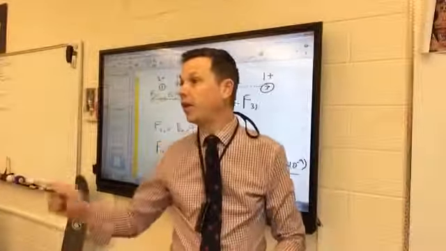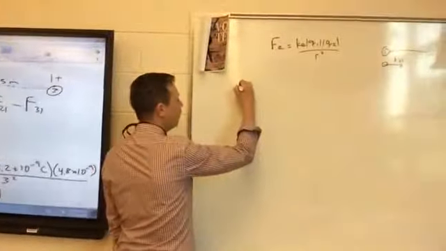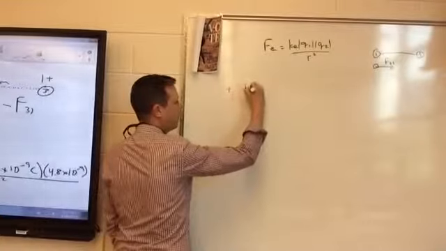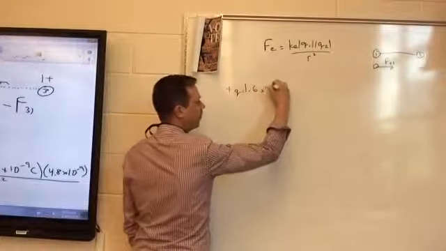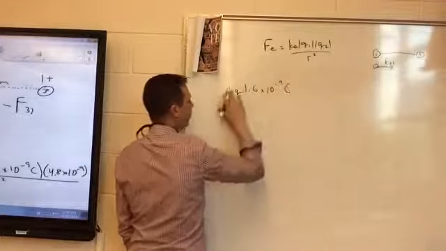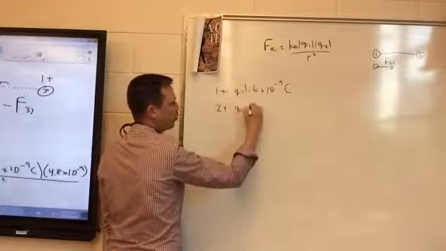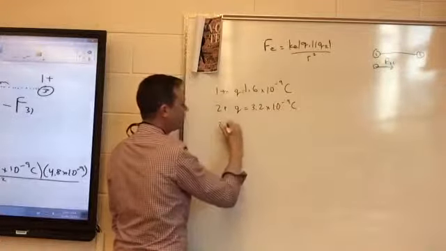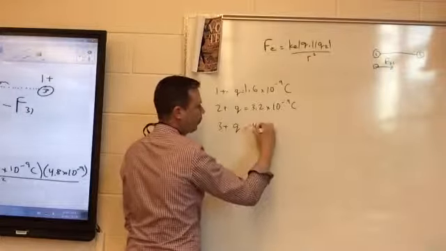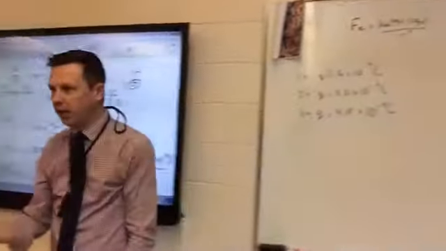Paige said 1.6. Remember, every extra positive charge is 1.6. The Q on that is 1.6 times 10 to the negative ninth coulombs. That also means that if you had 2 positive, the charge would be 3.2 times 10 to the negative ninth coulombs. And if you had 3 positive, it would be 4.8 times 10 to the negative ninth coulombs. Are you following me? Okay?